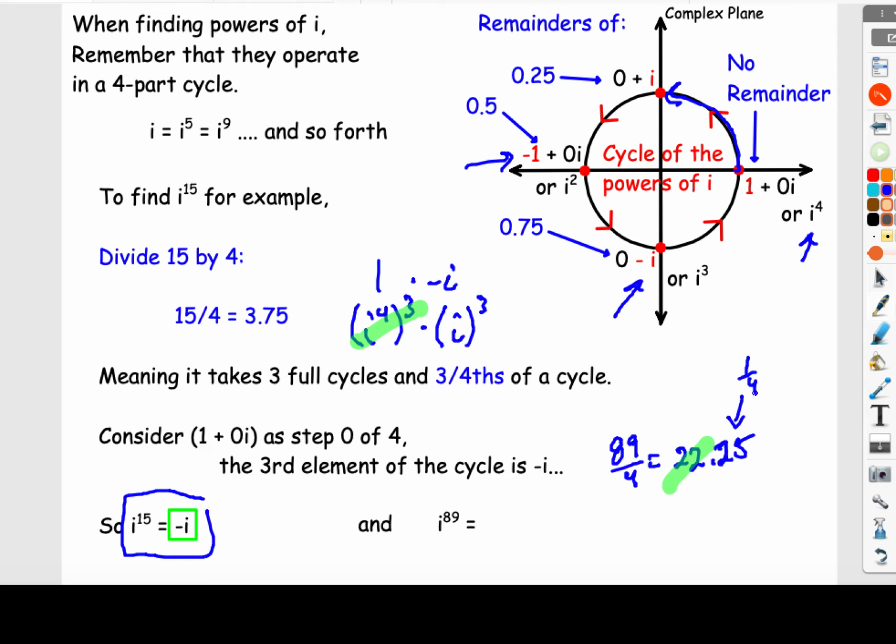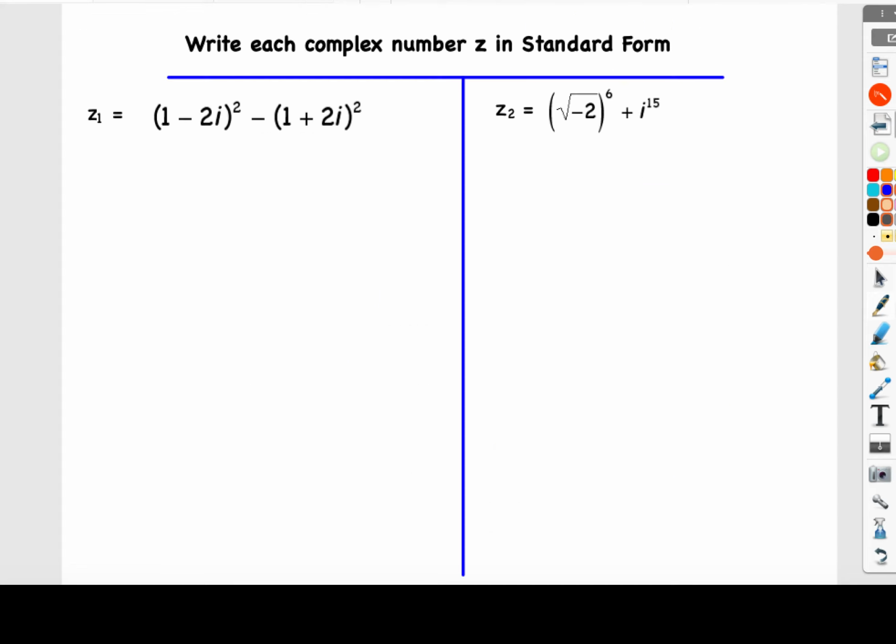So really, i to the 89th is the same thing as i to the 1st, because that's 1/4 of a cycle, right? It would be that top of the circle, 1/4 of a cycle away around. And i to the 89th is really just the same thing as i. So the nice part is you never have to have i to a greater power than just the first power. So let's take a look at a couple of big problems. I'm going to go kind of quickly here.